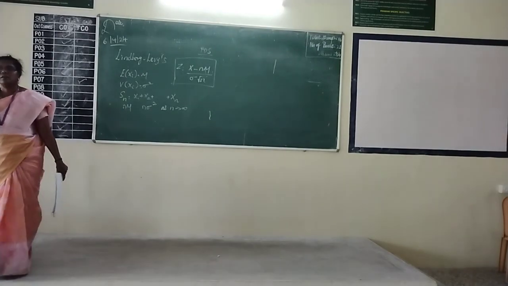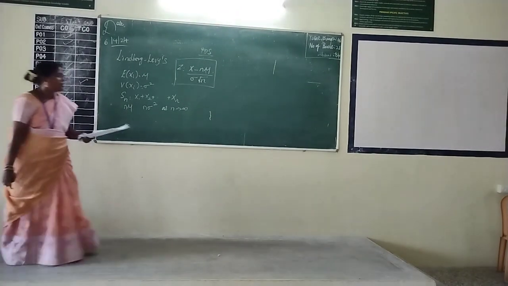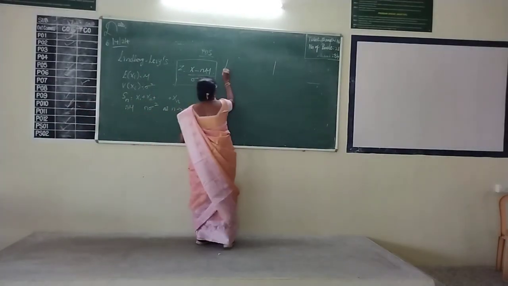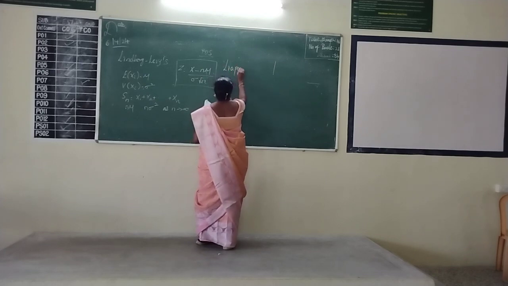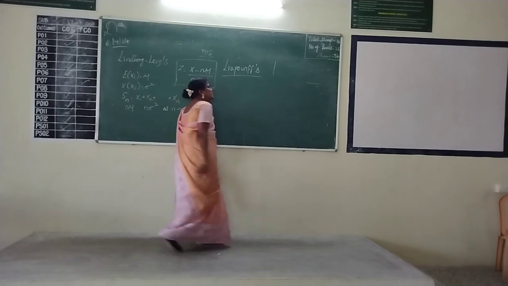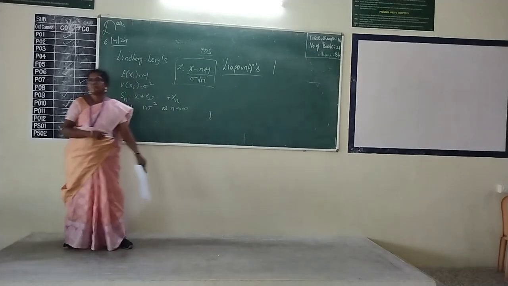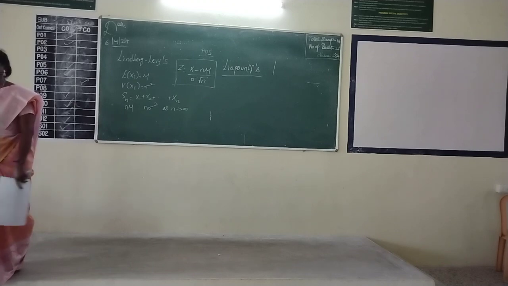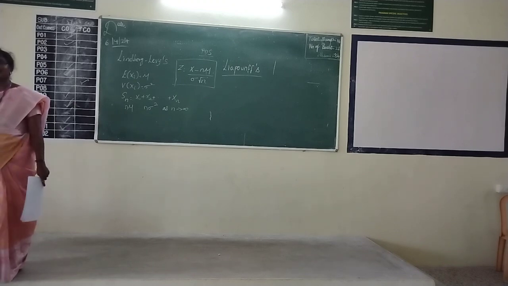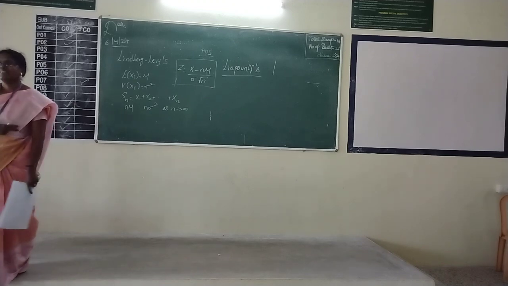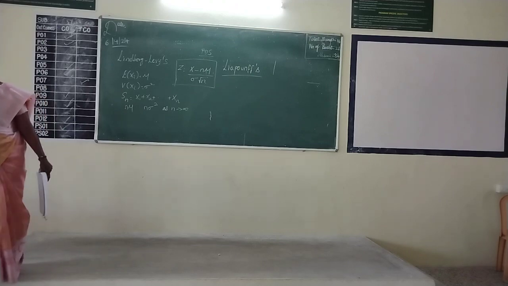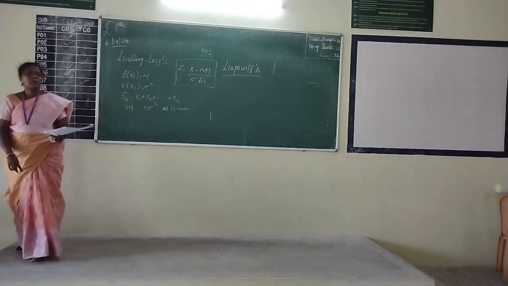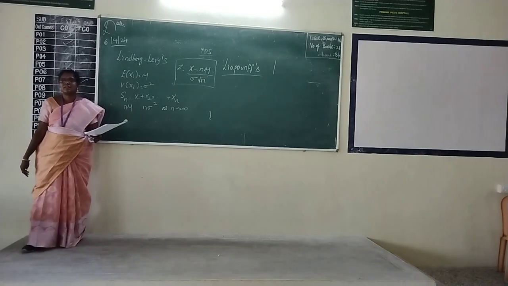Next one, Liapunov's form of the central limit theorem. That is the second one. Liapunov's form. Take the statement.